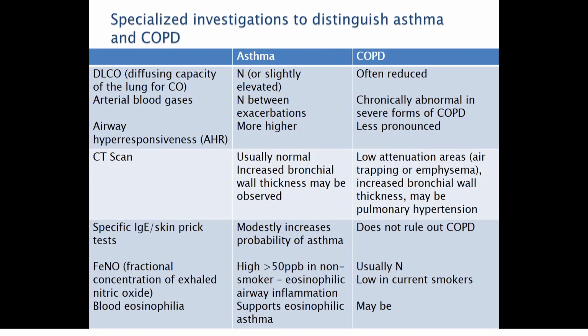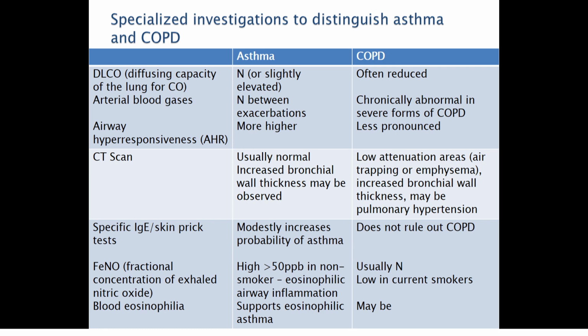Which specialized investigations are mostly used to distinguish asthma and COPD? It is diffusing capacity of the lung for carbon monoxide, DLCO. In asthma, it is normal because no changes in alveoli. In COPD, often reduced. Arterial blood gases. In asthma, it is normal between exacerbations, and in COPD, reduced. Airway hyperresponsiveness. In COPD, less pronounced, in asthma, much higher.